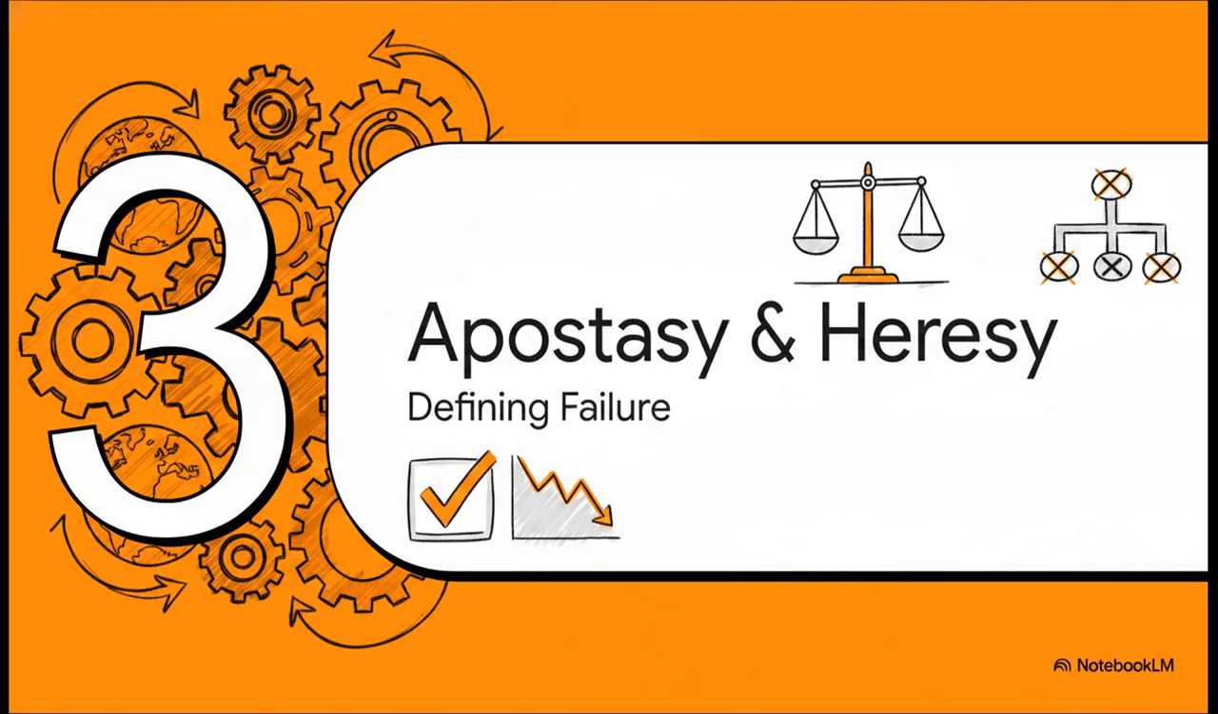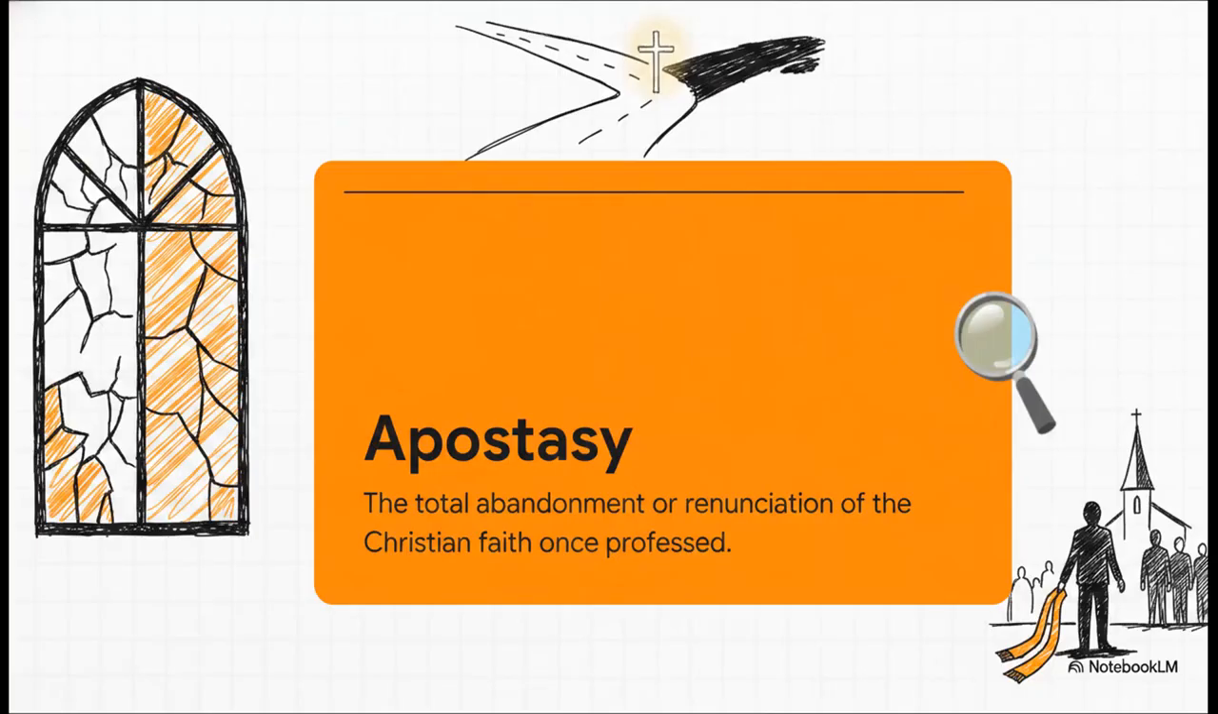Section 3. Defining apostasy and heresy. Now, to truly understand how church discipline works in the real world, we first need some strict definitions for when things go wrong. First up, we have apostasy. This is the total abandonment or renunciation of the Christian faith once professed. So, this applies specifically to someone who completely walks away from the faith they previously claimed to hold.